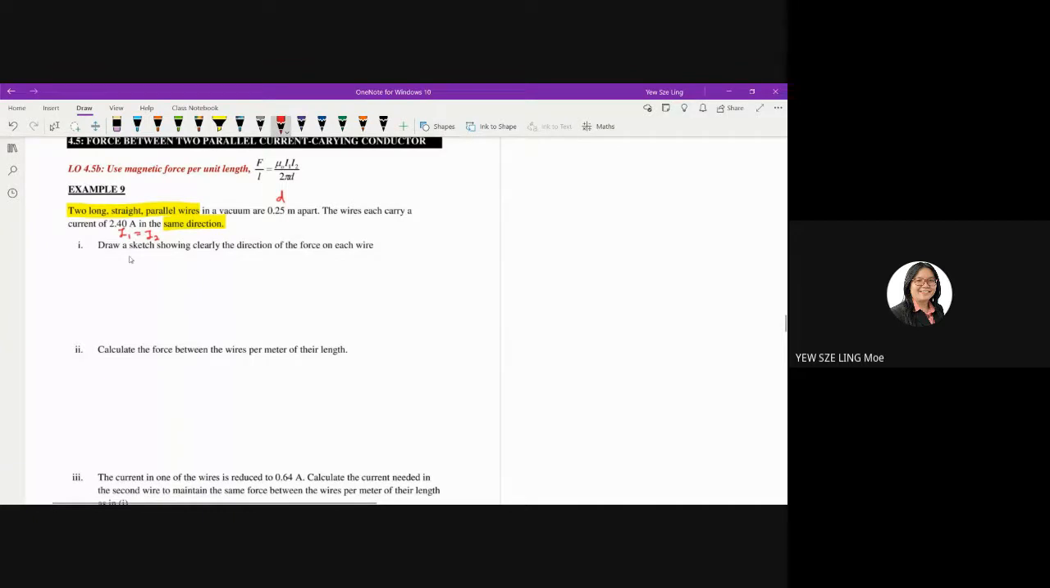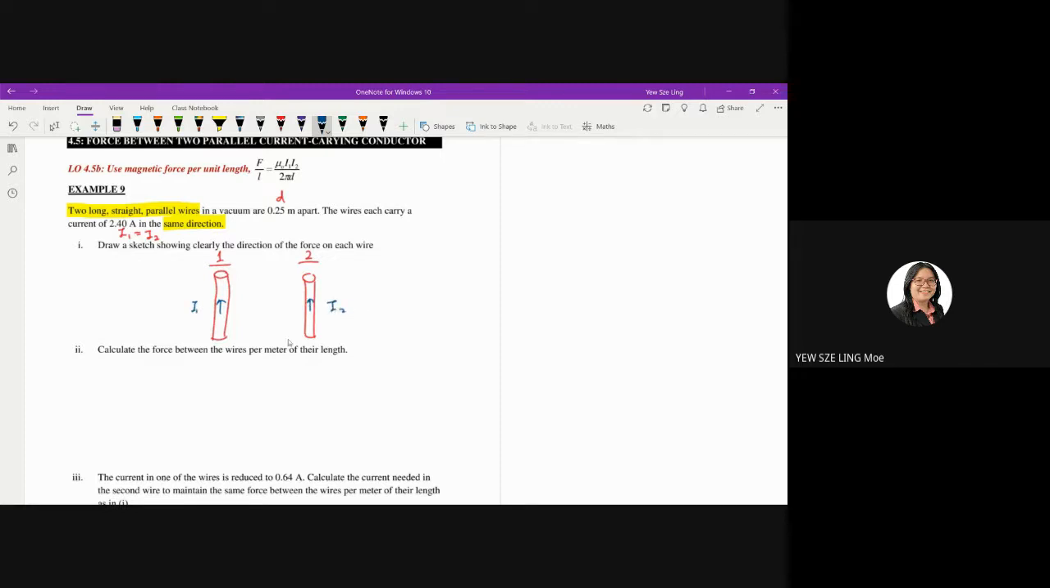Question 1. Draw a sketch showing clearly the direction of the force on each wire. So this is the question where you have to apply the two-step recipe that I gave you just now. So now let's see. Let's sketch a straight conductor first. This is conductor 1. This is conductor 2. Now it tells you the currents are flowing in the same direction. Let's assume both of them are heading upwards, your I1 and your I2.